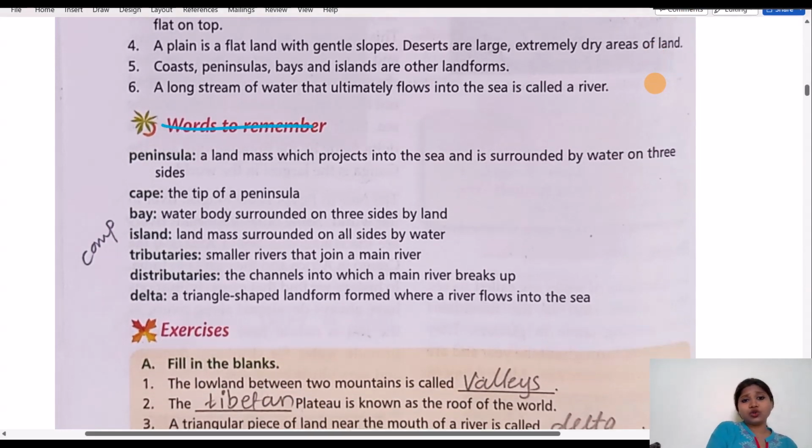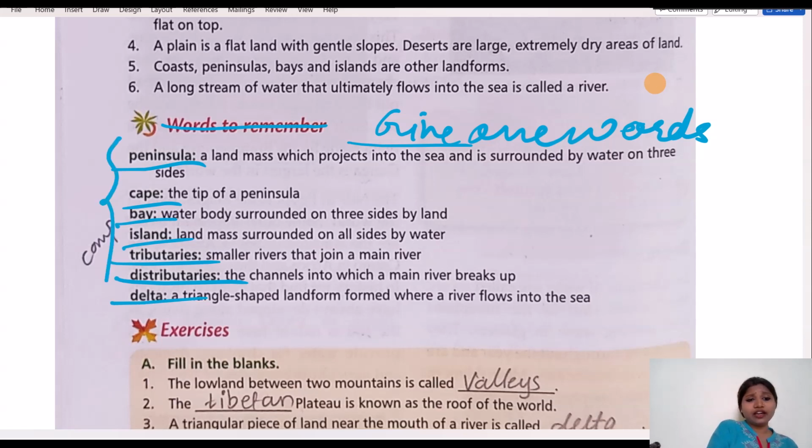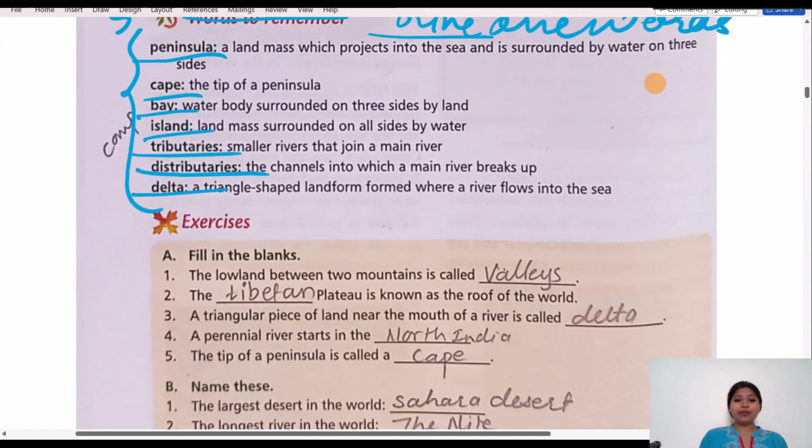Now is the very important part about what will come in the exam. So words to remember, give one word. So ये give one word करके आएगा. This should be learned: peninsula, bay, island, tributaries, distributaries, delta. This should be learned with the spelling. Don't make mistakes in spellings also, so you will get full marks. This will come for 3 marks, chapter 1 or chapter 2. These types of word remember should be prepared.